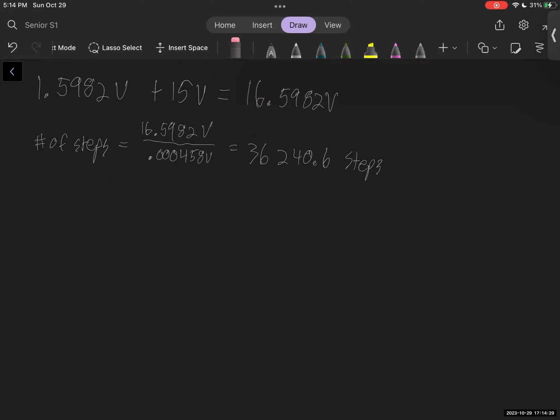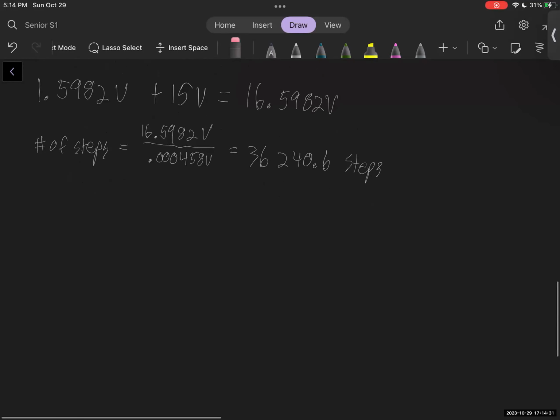Once we have our number of steps, we need to round this to our nearest step, because we have to keep in mind that these are discrete steps, so it has to be an integer. It can't be a decimal. So we're going to round this up to 36,241 steps.